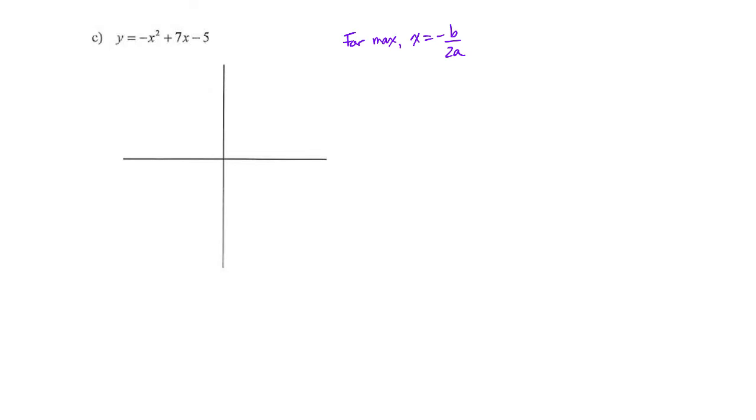So I'm going to go ahead and do that. I know that my x-coordinate has to be -7 over 2 times -1, and that gives me my x-coordinate of 7/2. Okay, now that I have my x-coordinate of 7/2, I know that I can find any y-coordinate by subbing in my x-coordinate. So I'm going to sub x equals 7/2 back into my original.